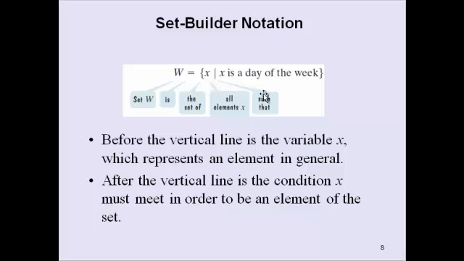This bar gets read as "such that," okay, and here's our brief word description. x is a day of the week, or x is a letter of the alphabet, or x is an NBA player. Those would all be word descriptions inside our set builder notation that would allow us to describe the set that we are using. Okay, so before the vertical line is the variable, and after the vertical line is the condition. So that's very important. All right, so before the vertical line is the variable, that represents the elements, and then after the vertical line is the condition.